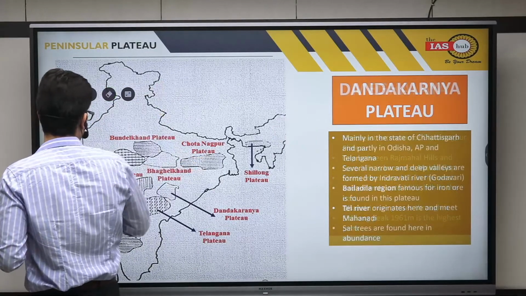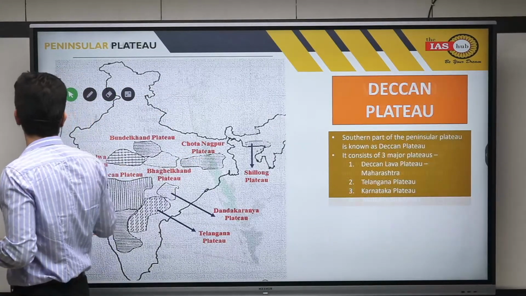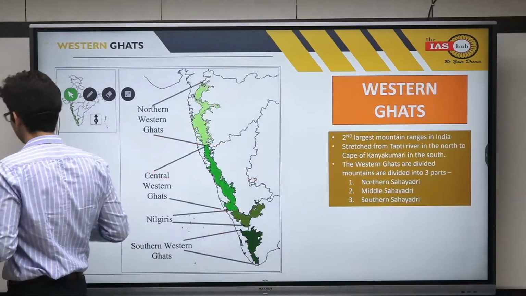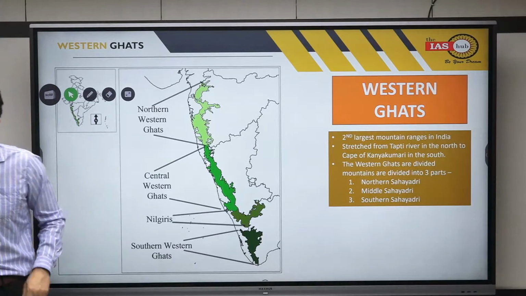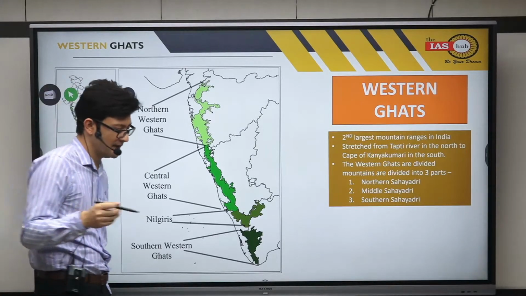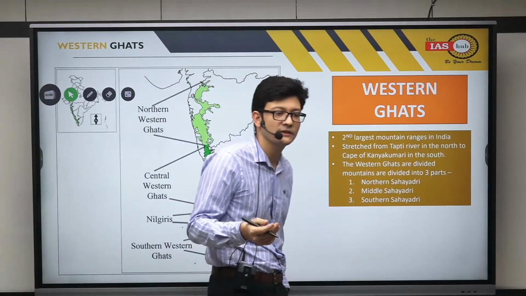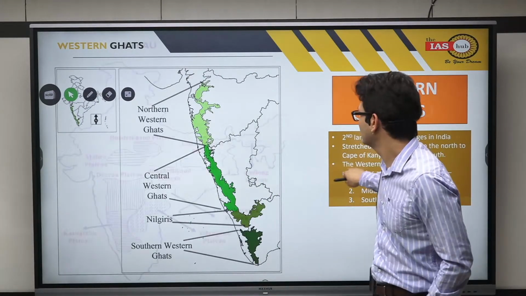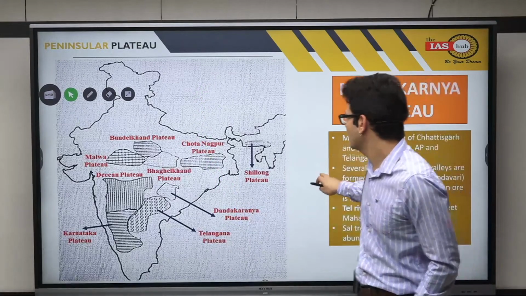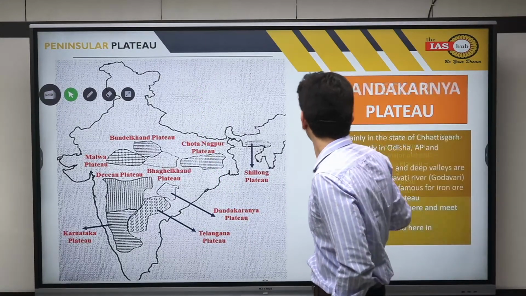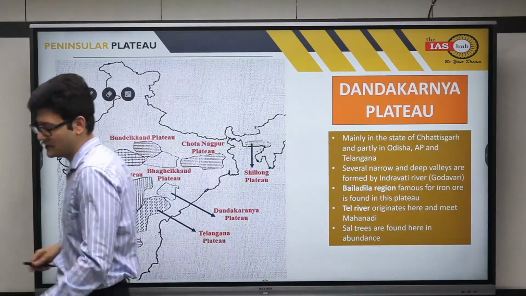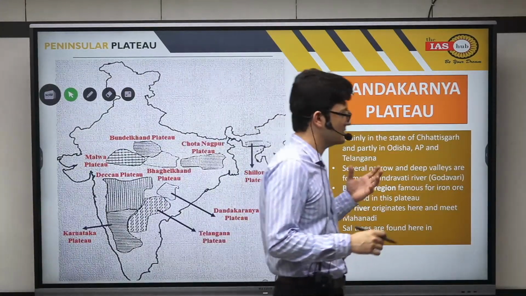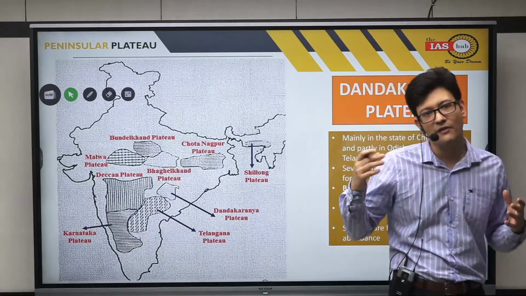Then moving on to the next part, now the Deccan part. In the Deccan part, as we have discussed, we have divided it into... Okay, Dandakaranya Plateau, I think. Dandakaranya Plateau is on the southern side of Chhattisgarh, and it covers the area of Andhra Pradesh also.